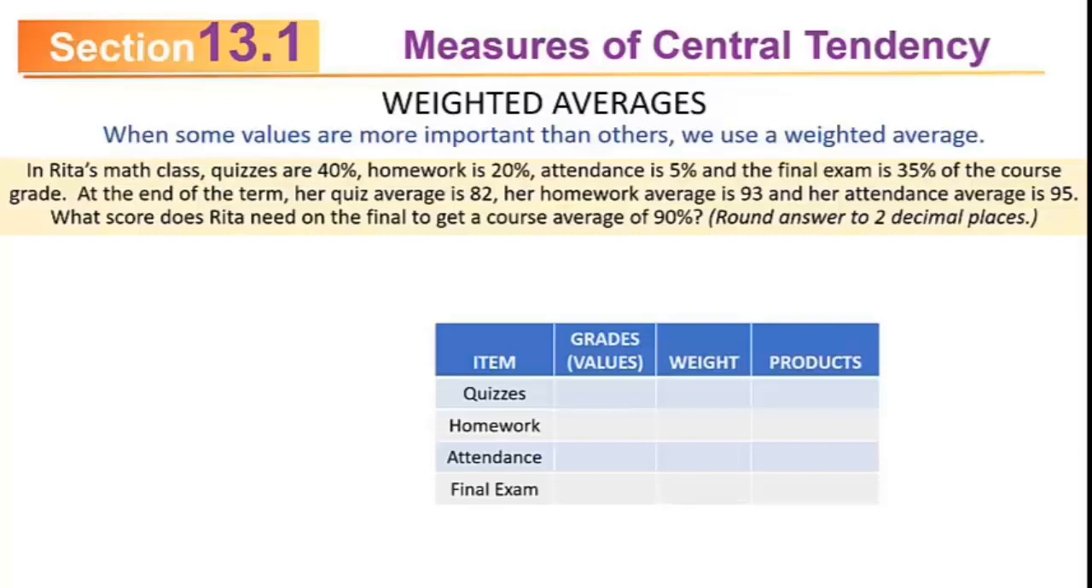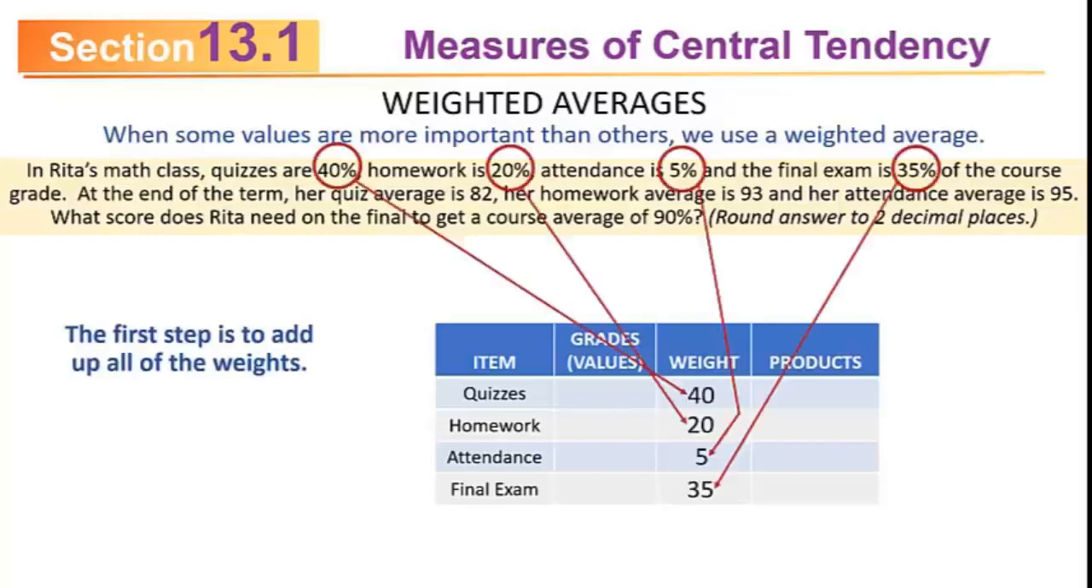You need a column for the weights. That's the percentages that each part of Rita's grade is worth. And then we'll have a products column, which is sort of an intermediate calculation column. So using that as an organizing way to do a weighted average makes sense to me. In any case, the first step is to add up all the weights. So I'll put those weights into the weight column: 40% quizzes, 20% homework, 5% attendance, 35% final exam, and then add the weights. You always sum the weights.